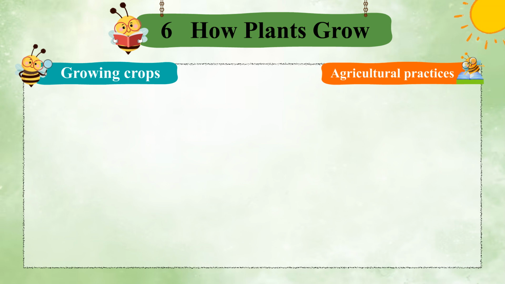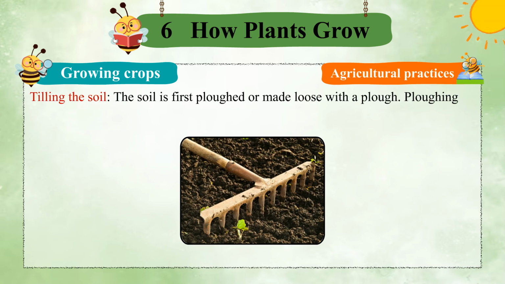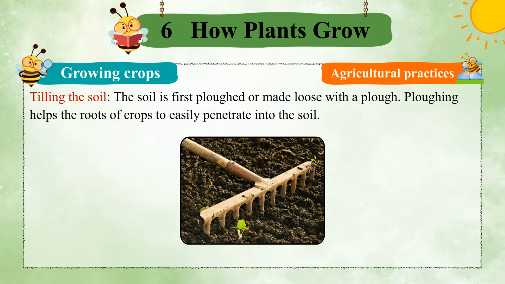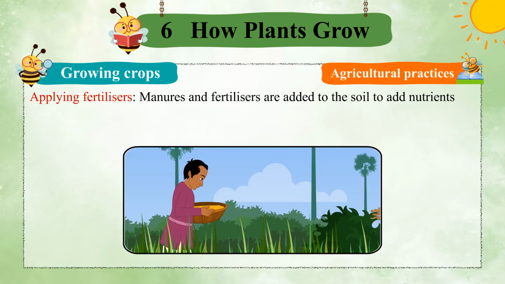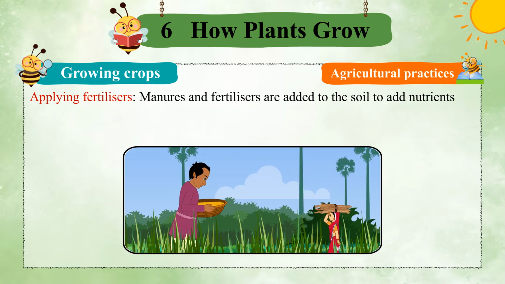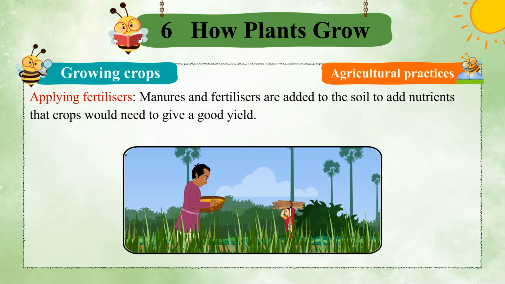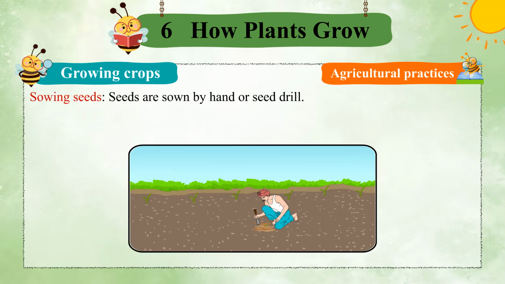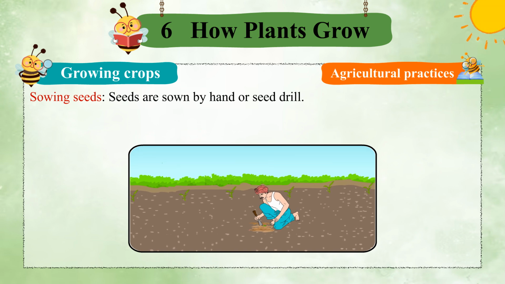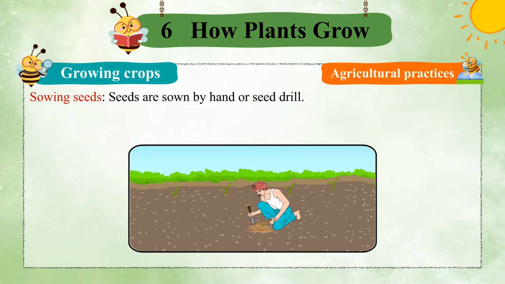Agricultural practices. Tilling the soil: the soil is first plowed or made loose with a plow. Plowing helps the roots of crops to easily penetrate into the soil. Applying fertilizers. Manures and fertilizers are added to the soil to add nutrients that crops would need to give a good yield. Sowing seeds. Seeds are sown by hand or seed drill.